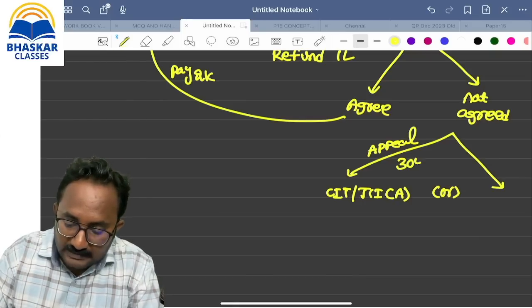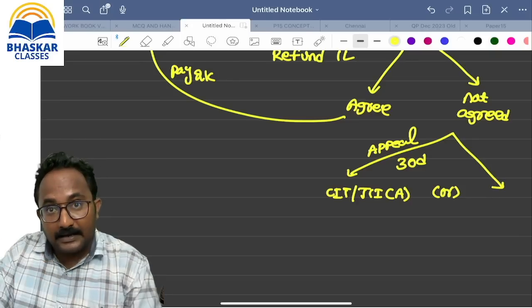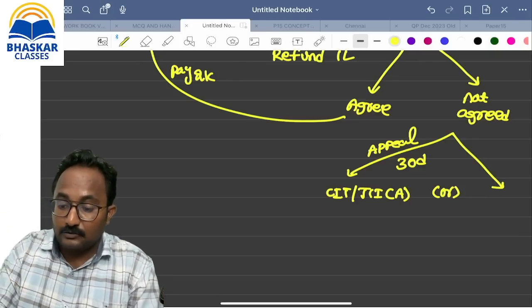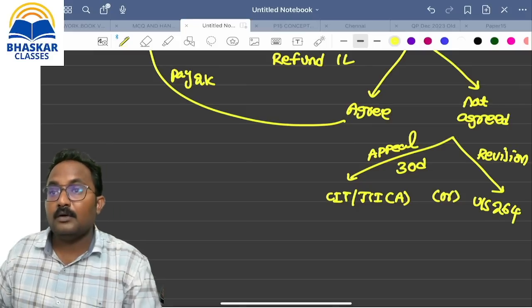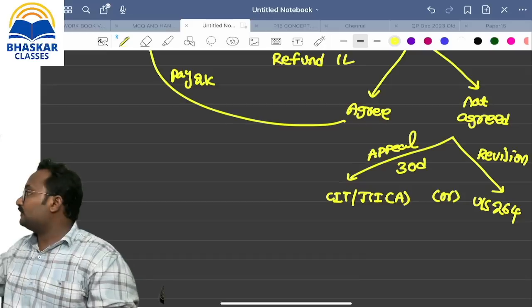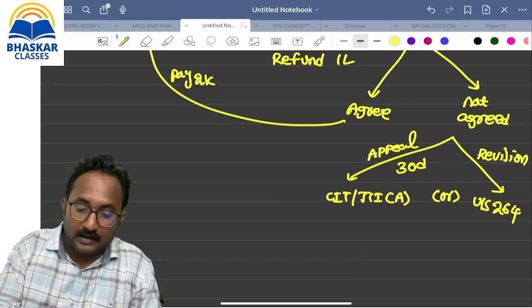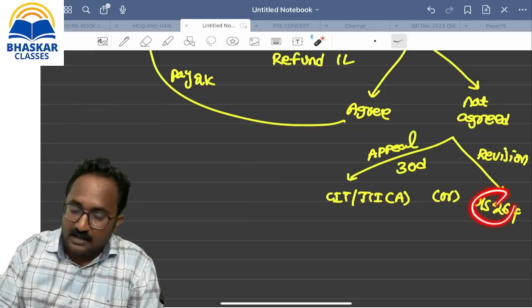Within how many days, ma? 30 days. Sorry, not 30 years, 30 days. If 30 days have expired, then you have a chance to make an application for revision under section what, ma? 264. Now you want to do the revision in favor of whom, ma? SSC. That's why 264. So these two are mutually exclusive, ma. If you are going for an appeal, revision is not available. If you are going for revision, appeal is not available.